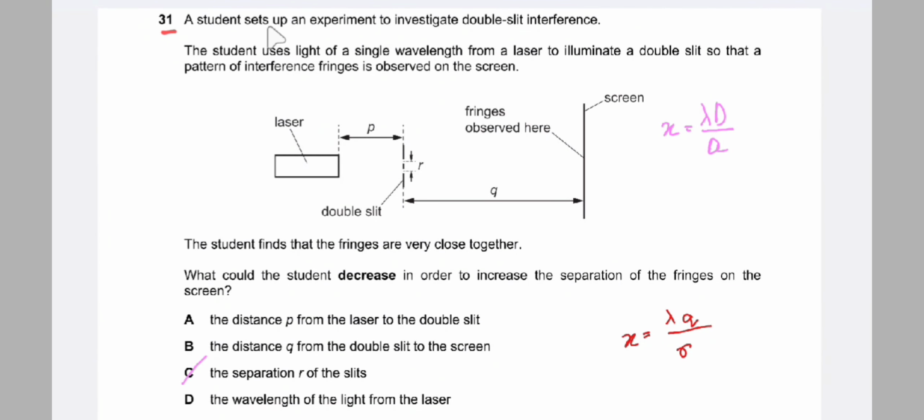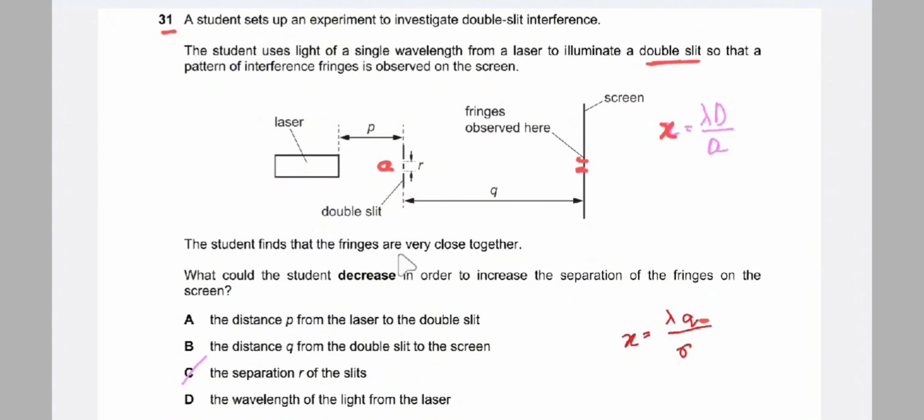In question number 31, a student sets up an experiment to investigate double slit interference. The student uses light of a single wavelength from a laser to illuminate a double slit so that a pattern of interference fringes is observed on the screen. For the double slit experiment, we know the expression x is equal to lambda d by a. Here x is the fringe separation, lambda is the wavelength, d is this gap, referred to as q, and a is the slit separation, referred to as r. So x is equal to lambda q by r, in terms of the given diagram.